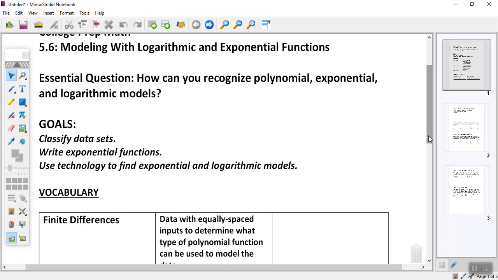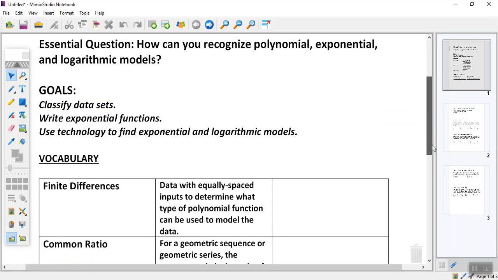So our goals today: we want to classify some data sets. Are they logarithmic? Are they exponential? Or are they a polynomial of some sort? We're going to write some exponential functions today, and I'll show you how to do that. And then we're going to use Desmos to find some exponential and logarithmic functions. So you may want to have Desmos out. If you don't, I'll be showing it up here today. That's fine. However you want that to work.